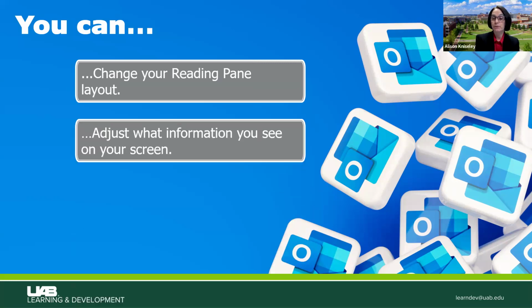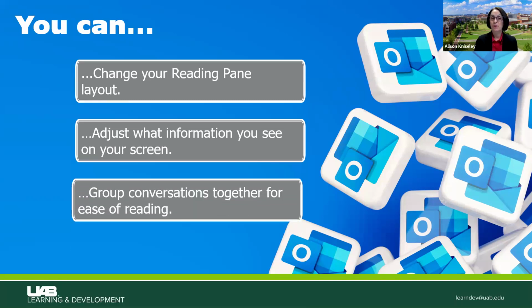You can adjust what information you see on the screen, how much information you see, how compact it is, or how spaced it is. And then, of course, grouping those conversations for ease of reading. Now, notice as well, with grouped conversations, you can turn that on and off. So if you decide you don't want to see them grouped and you want to see all your messages in order, you can uncheck that box and turn it off.